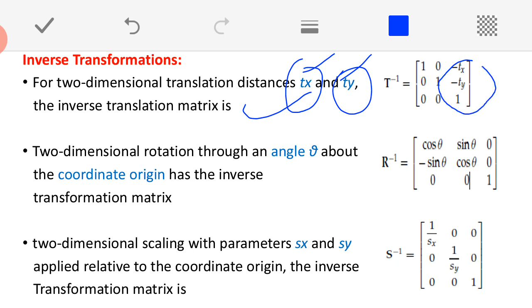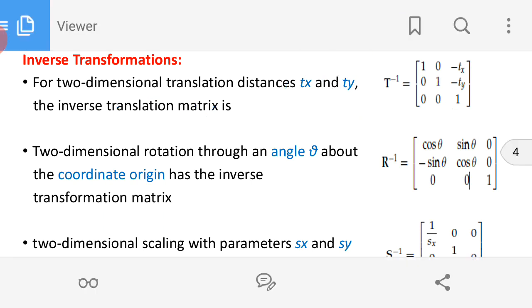the inverse. For example, imagine my point was here, then I moved it here by adding Tx and Ty. If I want to bring it back to the original position, I have to subtract the same Tx and Ty. That subtraction with negative values gives the inverse matrix. This is a very simple concept. Hope all of you have understood this.